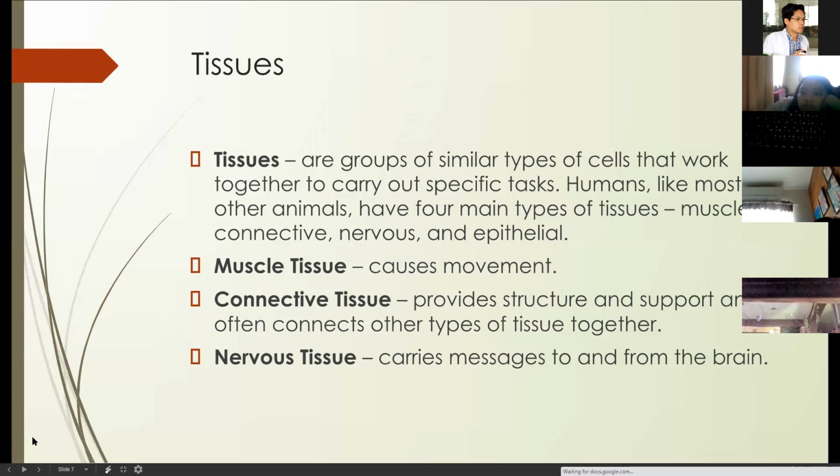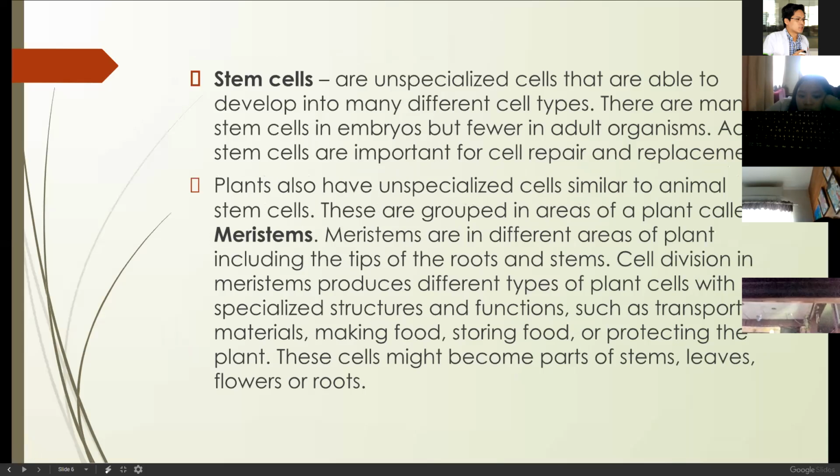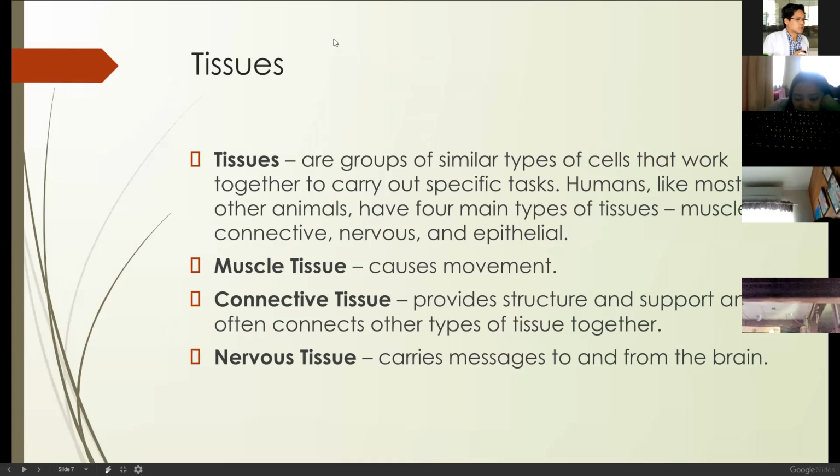Again, from the cells, these are cells. Let's move now to tissues. Tissues are groups of similar types of cells. If we group similar cells that work together to carry out specific tasks, it will create a tissue, just like a muscle cell.